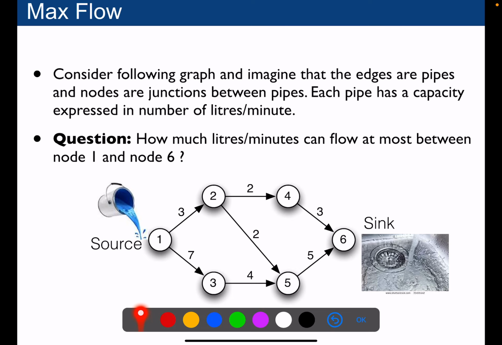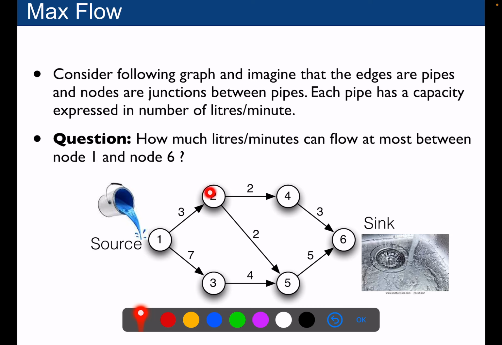The max flow problem is illustrated here. So you have a special node that is called the source, and there is a special node that is called the sink. The source is where the flow originates, and the sink is where it finishes. You also have a number on every edge that tells you the maximum number of liters that can flow inside the edge, and you can really see the edge as a pipe. You can view this number as a kind of diameter of the pipe that tells you how many liters per minute can flow at most between node 1 and node 6, for instance.